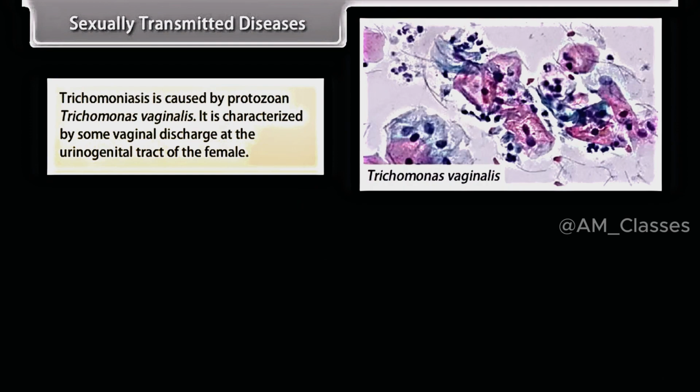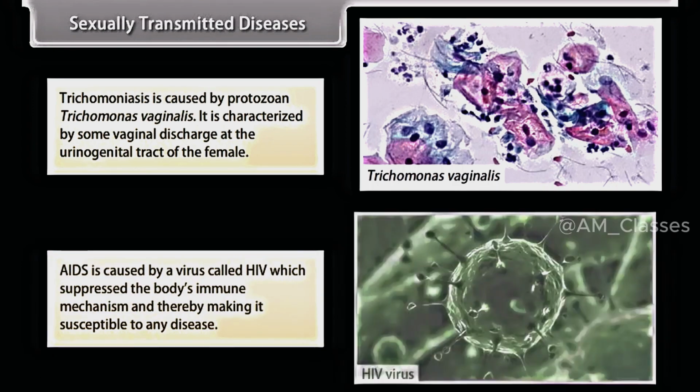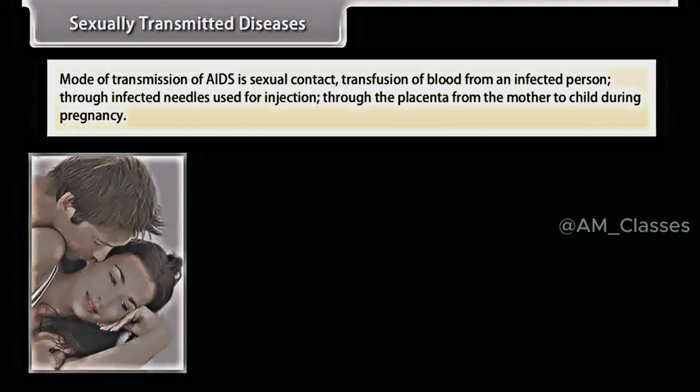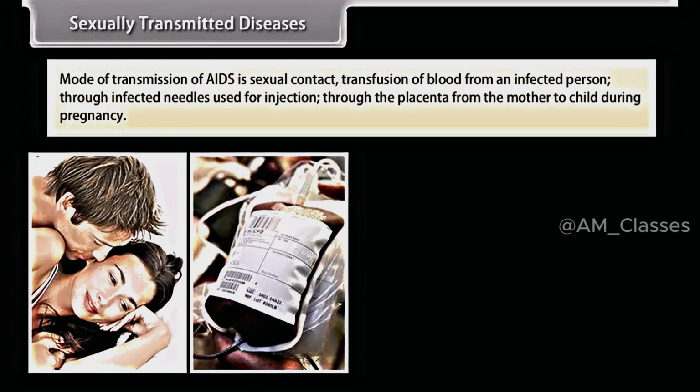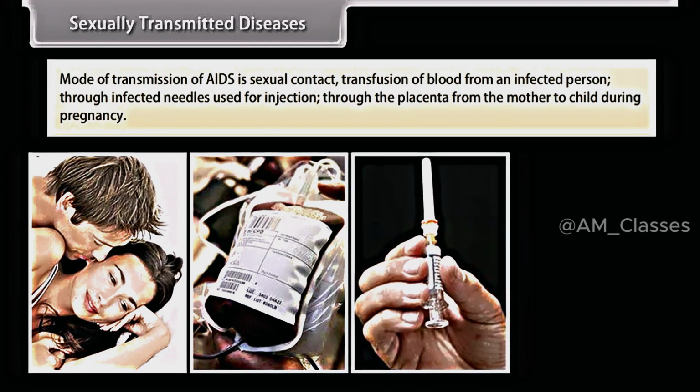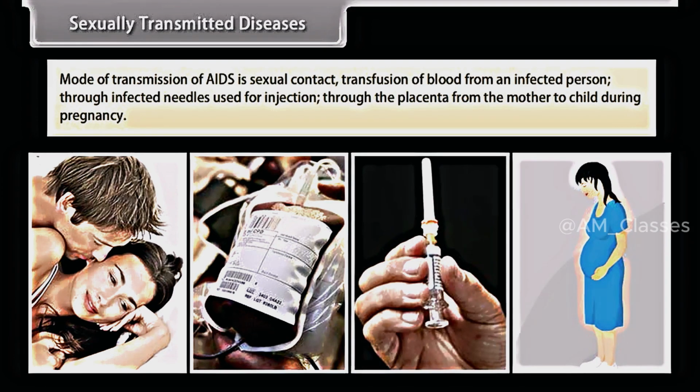Trichomoniasis is caused by the protozoan Trichomonas vaginalis. It is characterized by some vaginal discharge at the urinogenital tract of the female. AIDS is caused by a virus called HIV, which suppresses the body's immune mechanism and thereby makes it susceptible to any disease. The modes of transmission of AIDS are sexual contact, transfusion of blood from an infected person, infected needles used for injection, and through the placenta from the mother to the child during pregnancy.